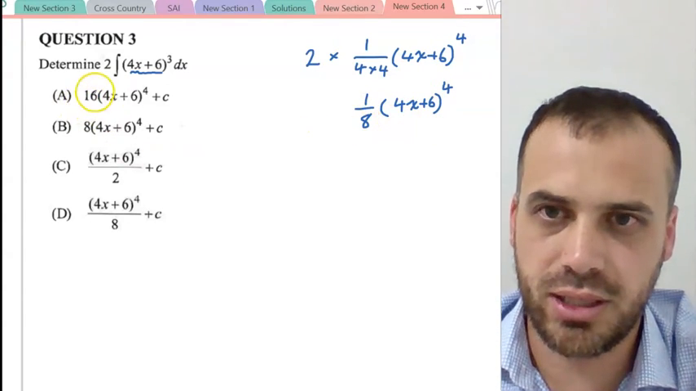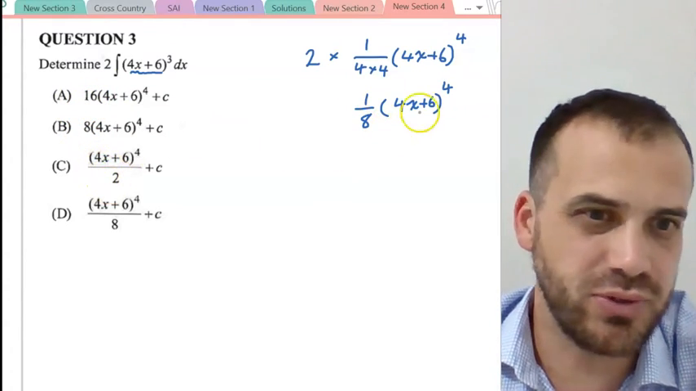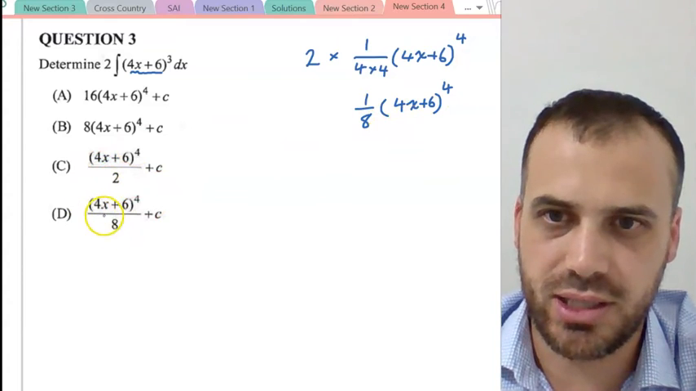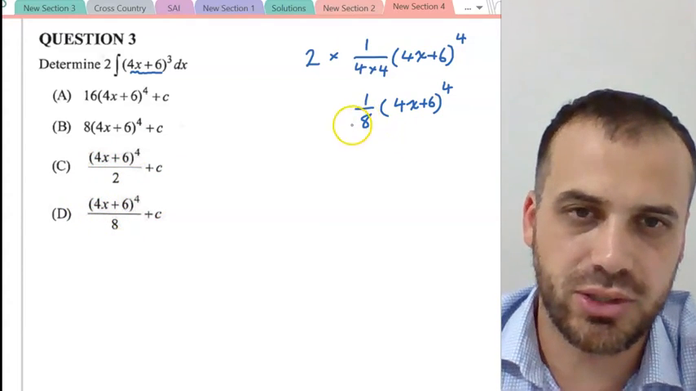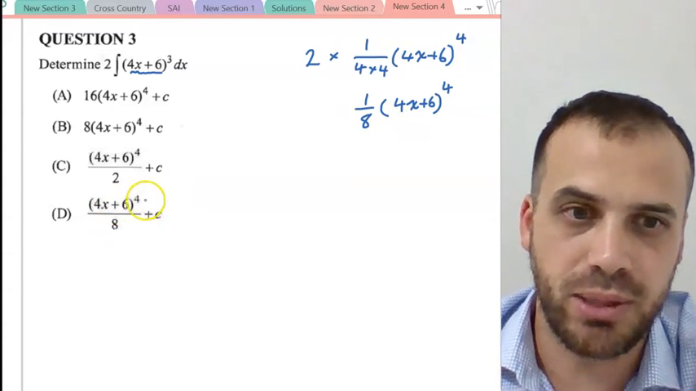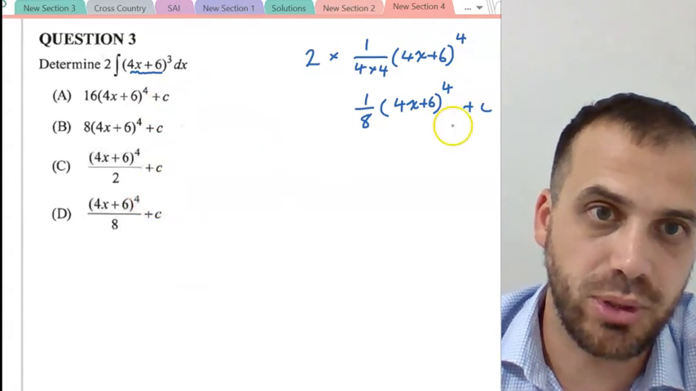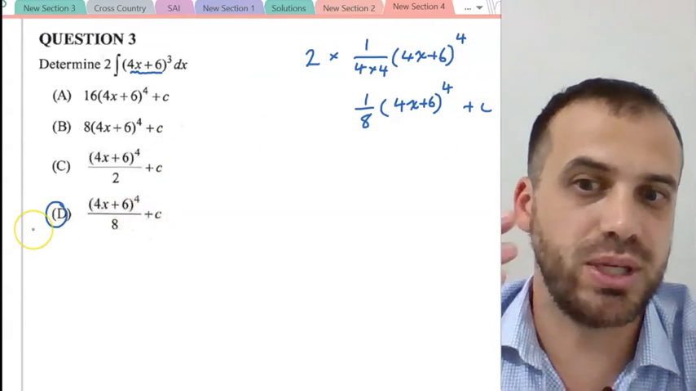I check my answers here. I've got a 16, an 8, a divide by 2. Maybe I've simplified wrong, but then I see this answer here, over 8. So if I rewrite that in that way, I'm in business. Now, luckily it's a multiple choice and they've all got plus C's because I forgot to put a plus C there. So it must be D.